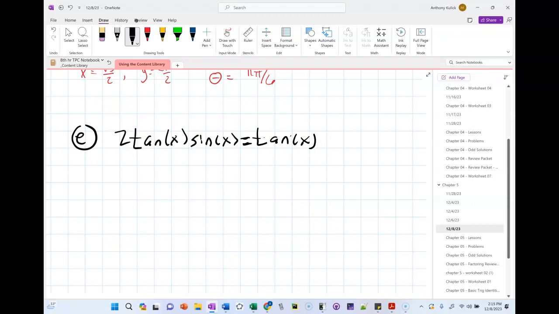I'm going to subtract tan x from both sides. Now, are 2 tan x sine x and tan x like terms where I can subtract them directly? Definitely not, right? So what does it look like when I subtract tan x from both sides? I'm going to just write it next to it with a minus sign, right?